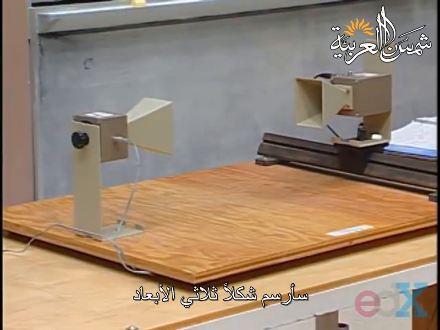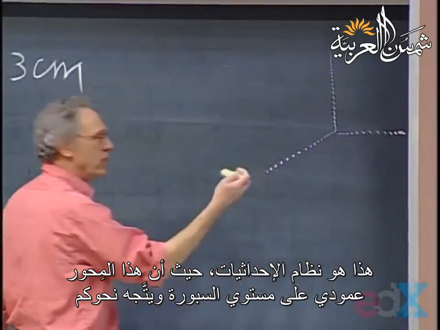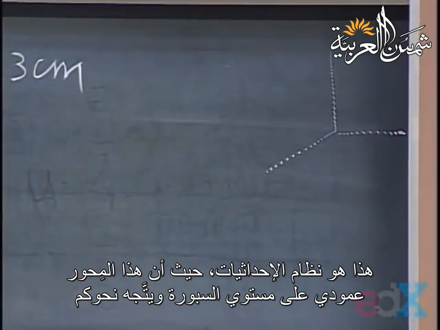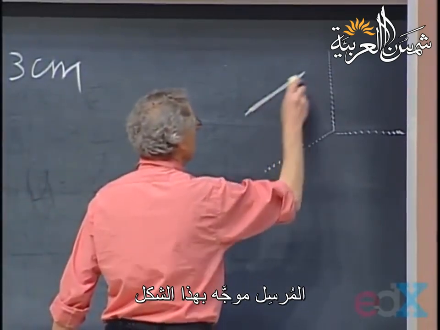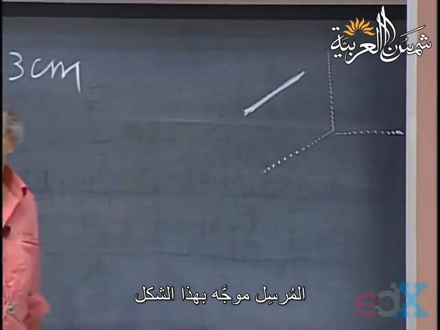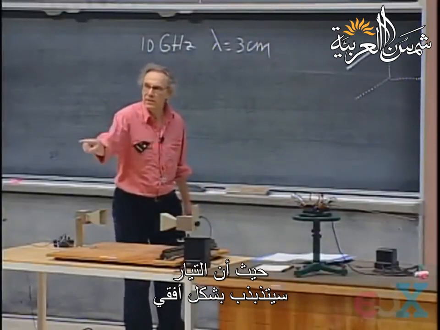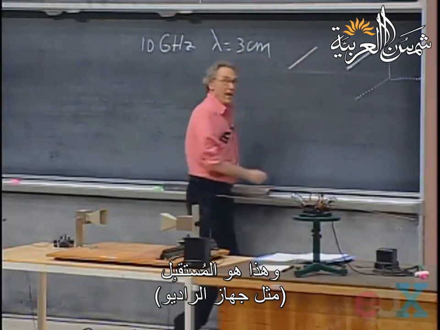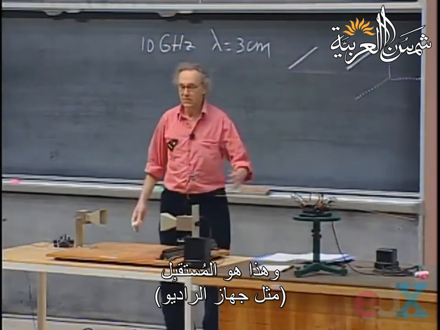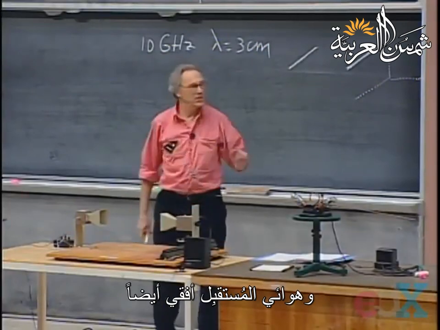If I give you a 3-dimensional picture, this is my coordinate system, this is coming straight out of the blackboard to you, that's what I meant by this, then the transmitter is aimed just like this. Current is going to be oscillating like this. And the receiver, think of this as my radio, which is receiving, is here. And the antenna of the radio is also in this direction.